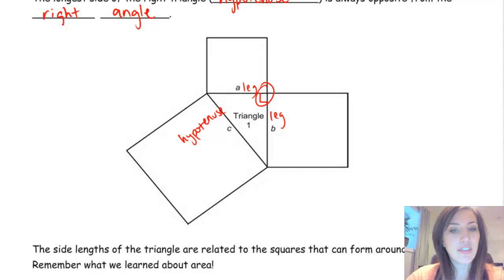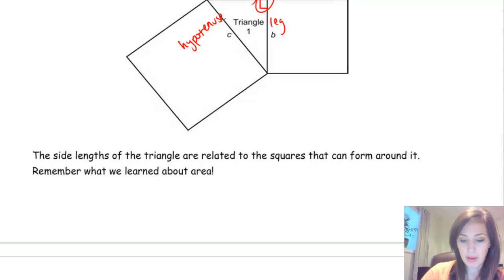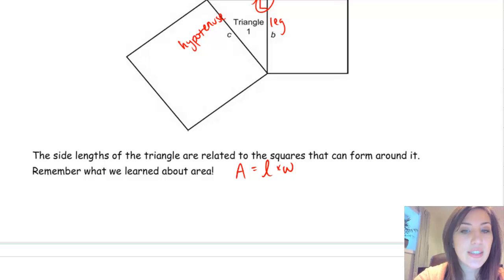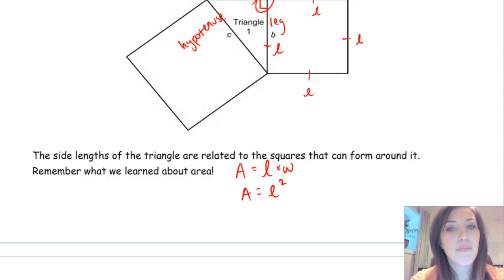Alright, the side lengths of the triangle are related to the squares that form around it. Remember what we learned about area. If area equals length times width, or in this case, since they're all squares, area equals length squared, then this length here is a length, that's a length, that's a length, and subsequently this one is a length. So this length B is the same as L. That's the length of that square, and if we figure out what the length of this leg B is, then we can multiply that by itself to get the area of this square.